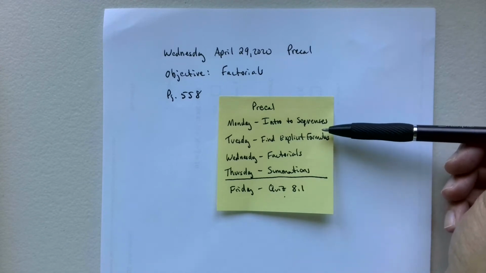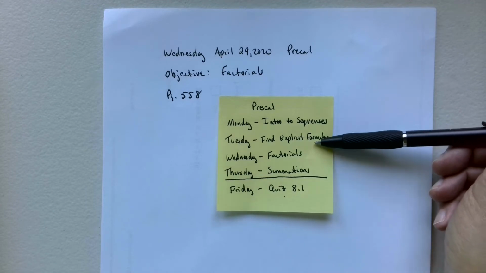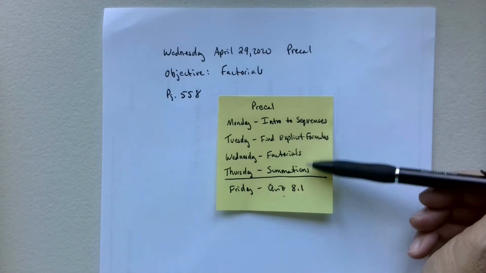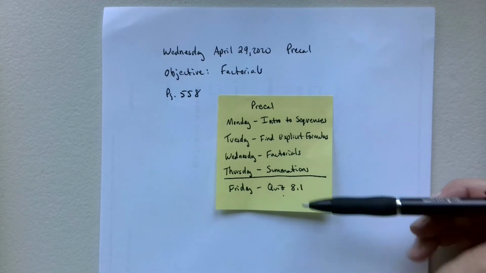On Monday, we had our introduction to sequences. Tuesday, we talked about how to find the explicit formula for a particular sequence. Today, we're going to talk about factorials, or factorial notation. Tomorrow we're going to talk about summation notation, and on Friday we're going to have a quiz over section 8.1. So factorials are kind of fun.